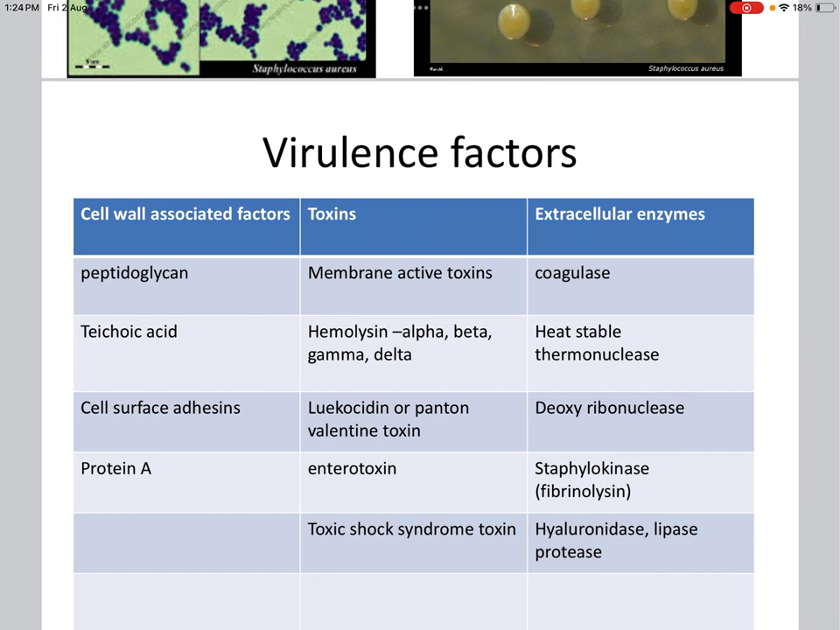Okay, I hope everyone has got a clear idea about virulence factors, and I request you to kindly go through the lectures and read it. In the next class we will be asking you questions and you will be making a presentation on the virulence factors. So kindly read and come.